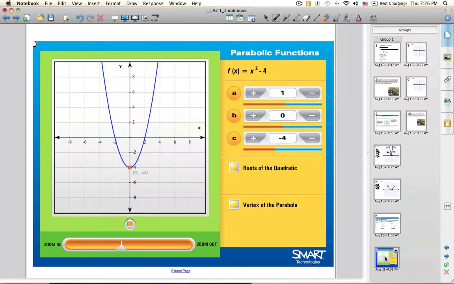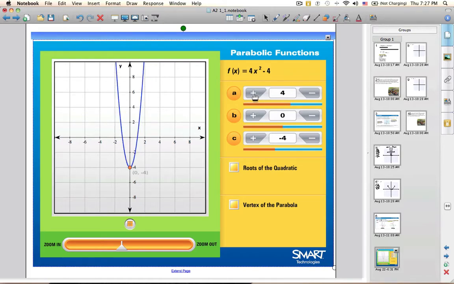I'm really quickly taking a look at the effect of different changes. If I increase the value of my leading coefficient, you can see that my parabola narrows. If I decrease it, you see that it widens, and then eventually, when the leading coefficient is 0, it becomes actually a flat line. And when it's a negative number, you see that it flips over and it opens down.